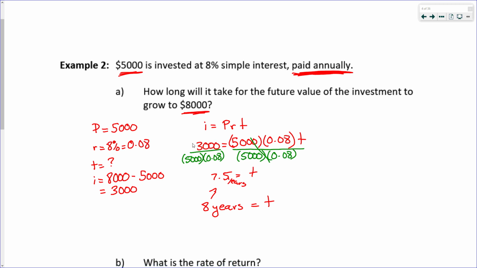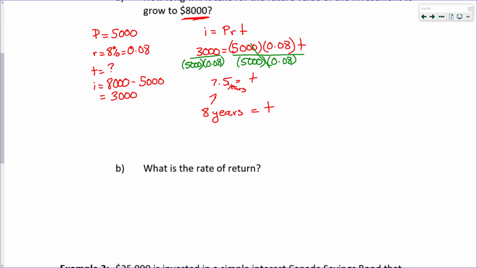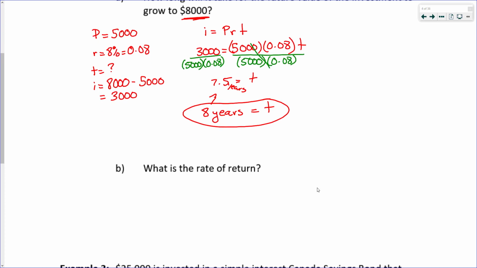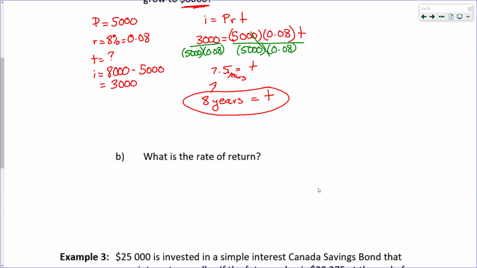So that finishes A. Now looking at B, we have what is the rate of return. Because we are doing a rate of return, rate of return is your interest that you earned over your principal times 100. So for this one, we are going to look at the interest that would have been earned at the 8-year mark. And again, we're not focusing on that 7.5 years because it is paid annually. It can't be paid in half a year. So we're going to do the full calculation here.